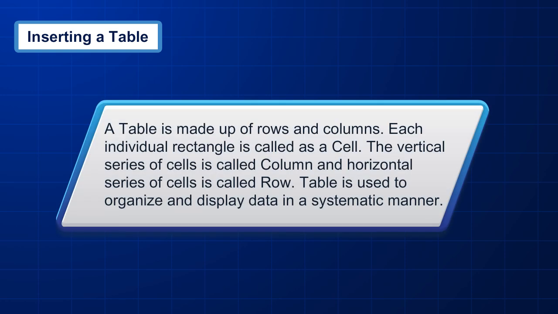Inserting a table. A table is made up of rows and columns. Each individual rectangle is called a cell. The vertical series of cells is called column and horizontal series of cells is called row. Table is used to organize and display data in a systematic manner.